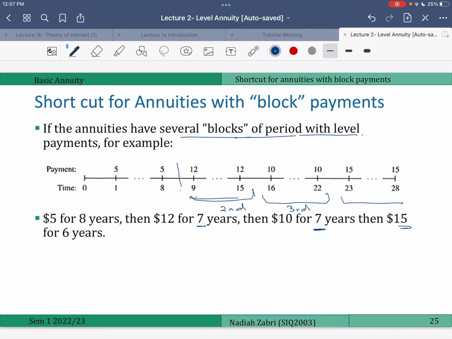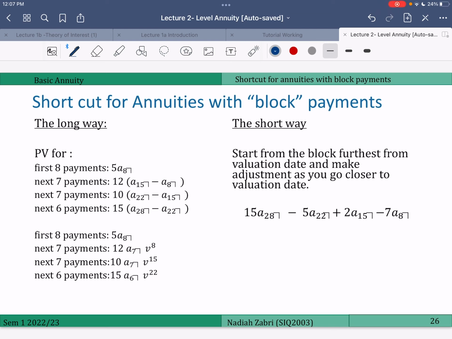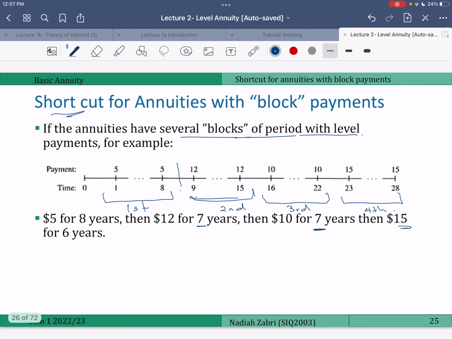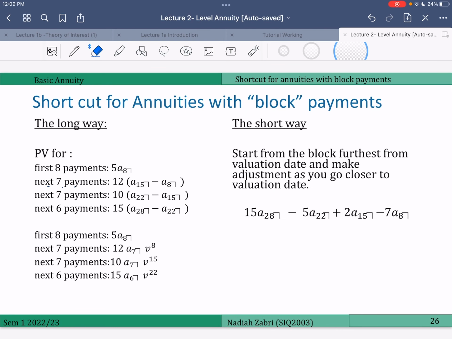Actually, there are 4 blocks here. So if you want to calculate it using deferred payment, it can be done, but it will be a bit complicated. So there are shortcuts to this. The long way would be to take the first 8 payments of $5. So this is to get the present value of this cash flow with 4 blocks, and we can do it as follows.